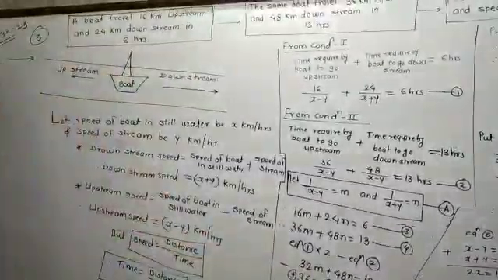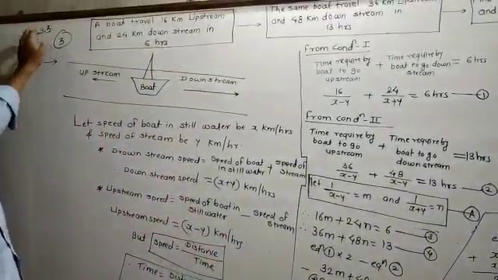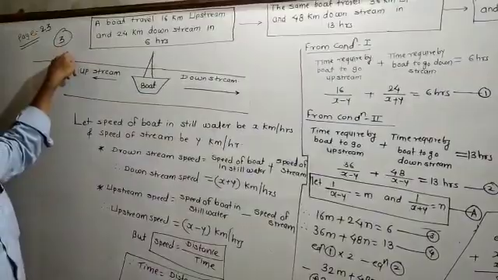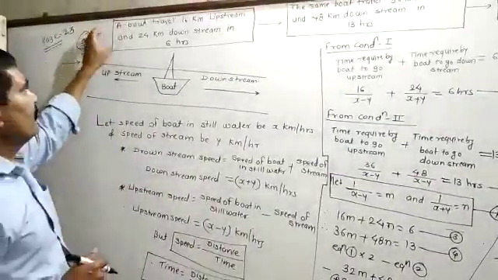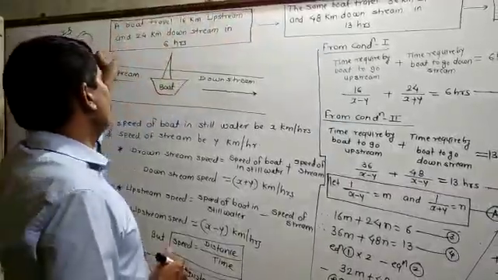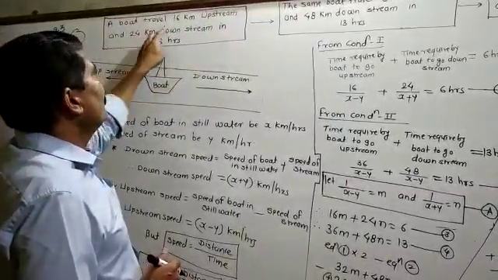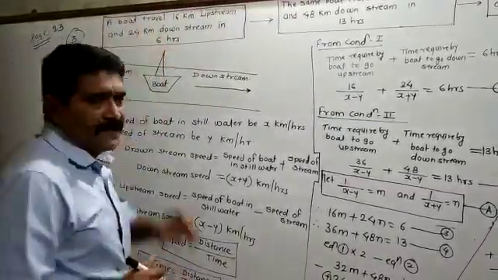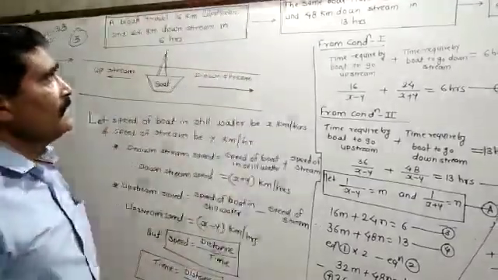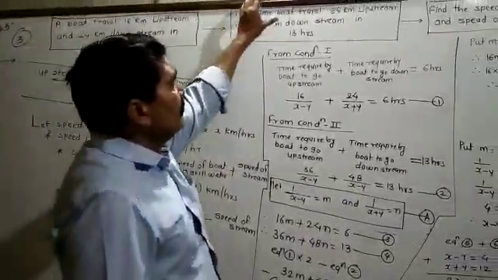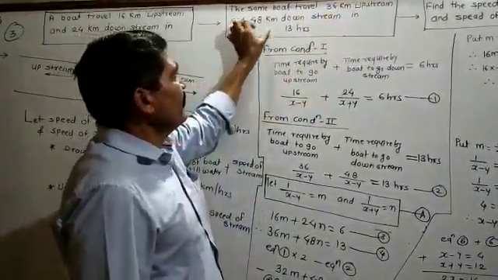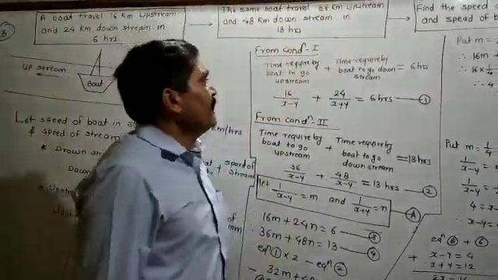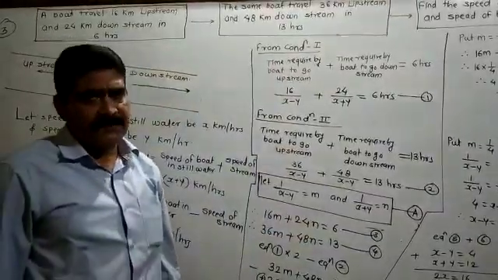Start with solving example, page number 23. Third example, already we solved the two examples and this is the third example. A boat travels 16 km upstream and 24 km downstream in 6 hours. This is the first condition. The same boat travels 36 km upstream and 48 km downstream in 13 hours.